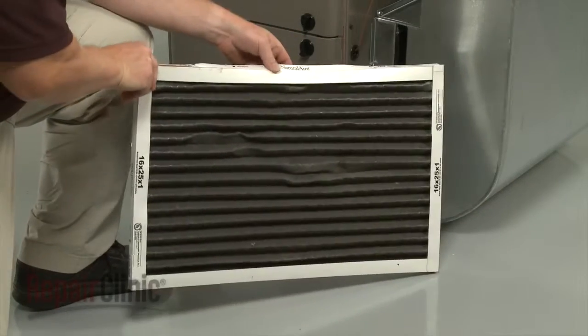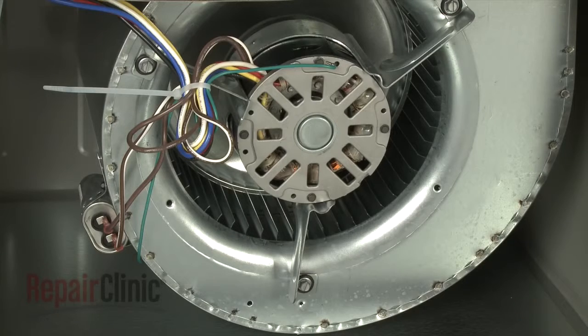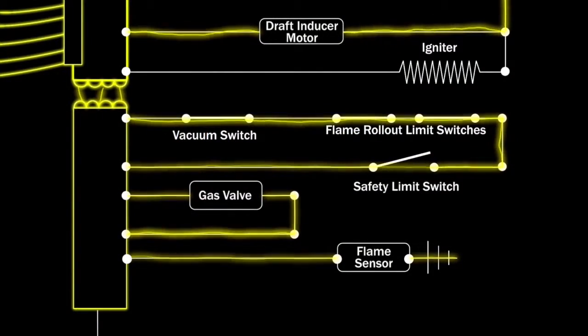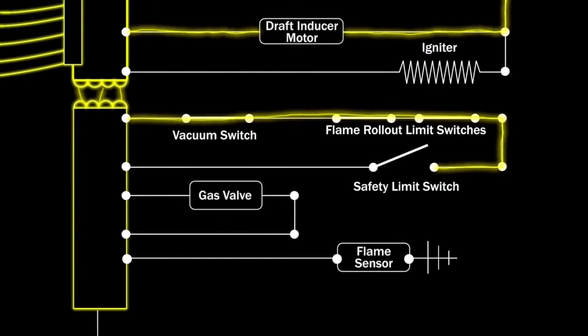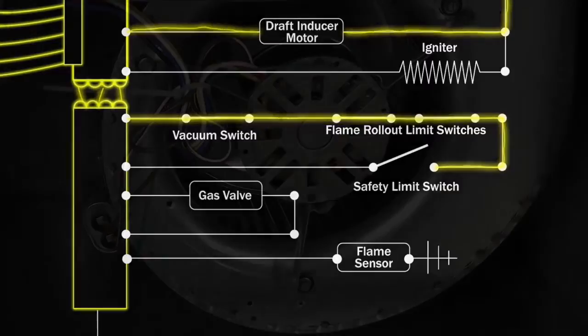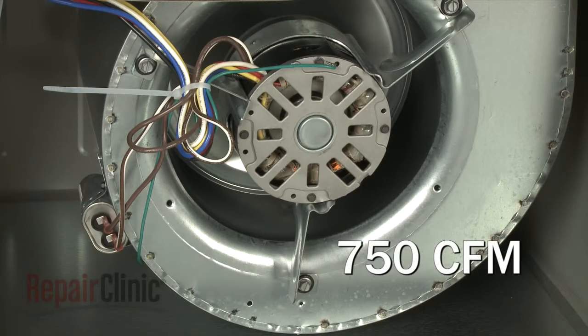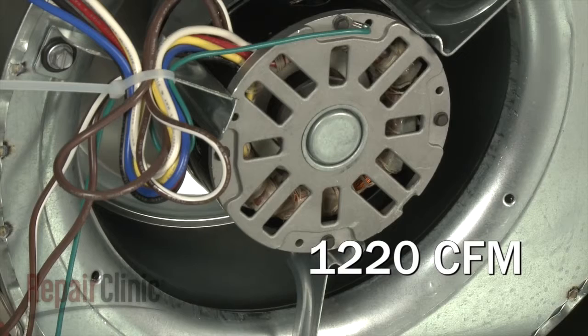Mounted near the heat exchanger is a safety limit switch that monitors the air temperature. If the filter is clogged or the circulation blower fan motor fails, the heat exchanger will overheat. The limit switch will open and the control board will shut off voltage to the gas valve to prevent damage to the furnace. The blower fan motor can run at multiple speeds to improve efficiency. Lower speeds are used when the furnace is heating, and higher speeds are used for air conditioning.